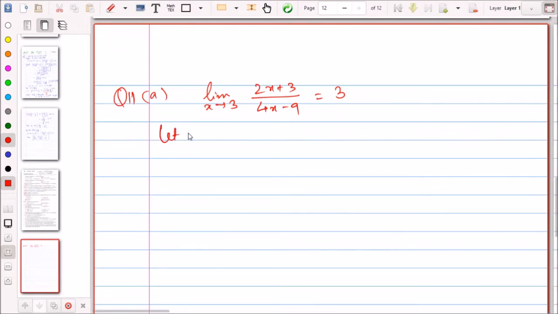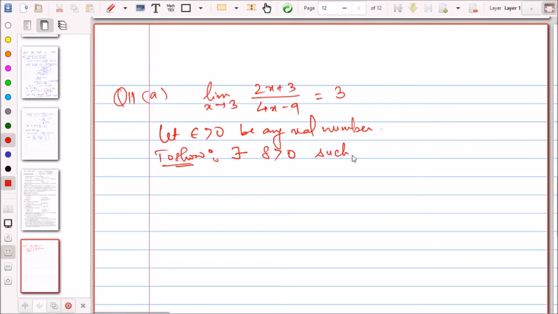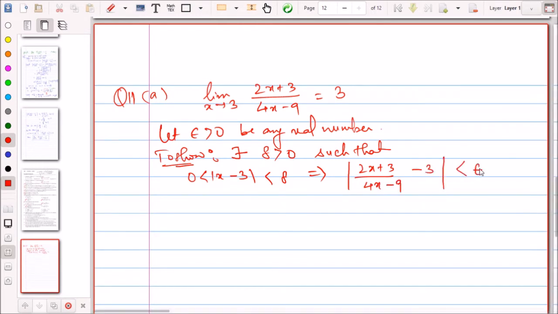So let epsilon greater than 0 be any real number. We have to show there exists delta greater than 0 such that 0 less than |x minus 3| less than delta should imply |(2x plus 3) upon (4x minus 9) minus 3| is less than epsilon. For this we will try to express this in terms of x minus 3.